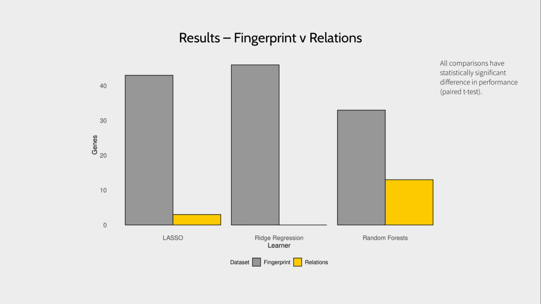So what are the results? What we found is that in general, when the fingerprints are compared to the relations, the fingerprints outperformed the relational dataset on all 3 learners. And these values are statistically significant because we performed paired t-tests and they showed that the fingerprint dataset significantly outperforms the relational dataset, or the dataset based on relations.